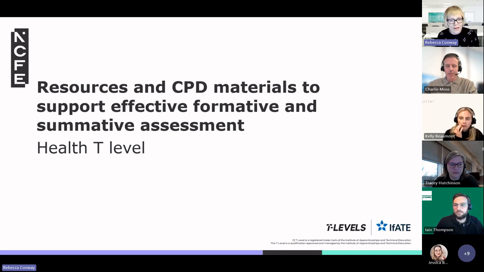I'm Dr. Rebecca Conway, the Director of Research and Innovation at NCFE. We've put these three sessions together just to give you a flavour of the support that's available from NCFE, from Gatsby, from ETF, from AOC, and from some other organisations as well, for the T-level health programme. This first session today is focused on assessment, with NCFE and contributions from ETF and Gatsby as well. Really delighted to have you with us.